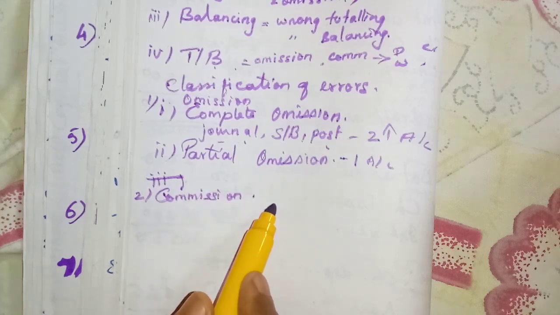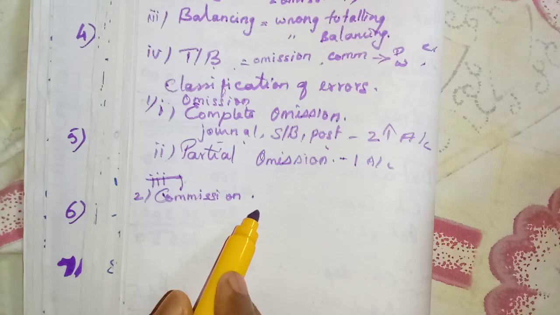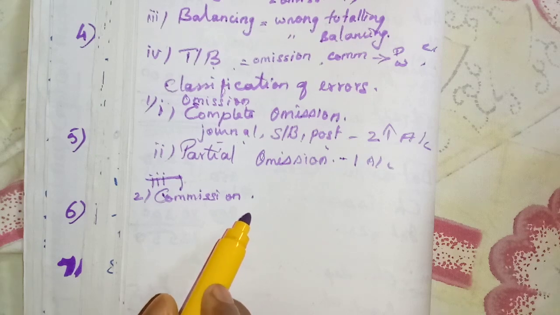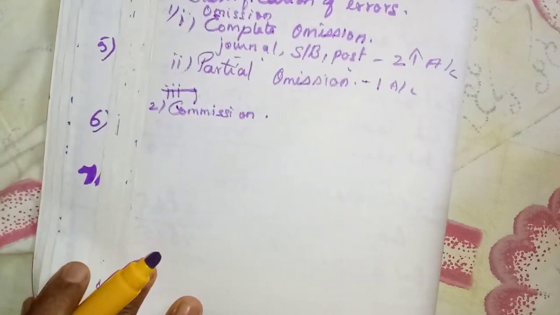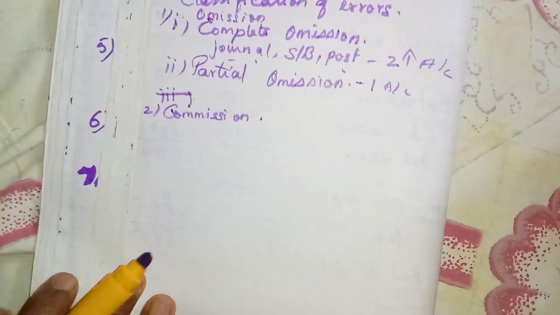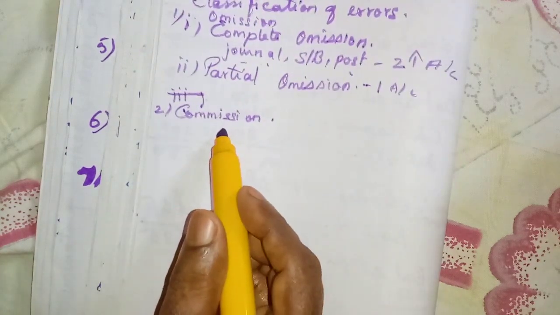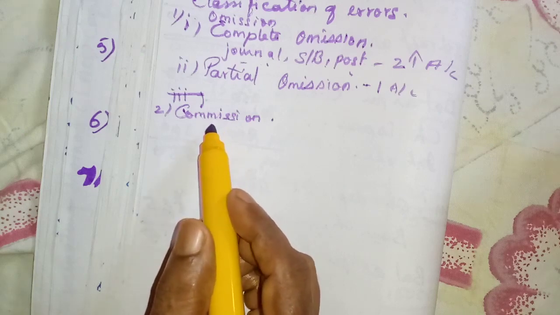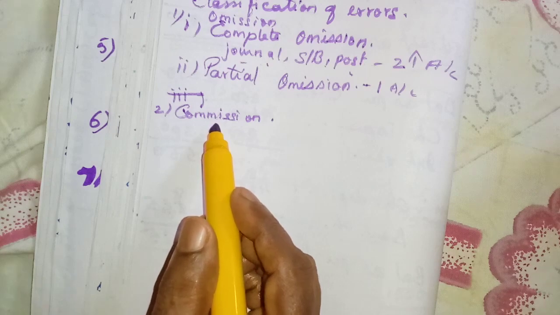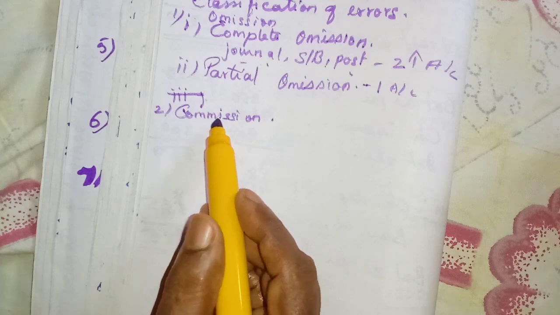Error of commission can be made in different ways. So what is error of commission? If a transaction is incorrectly recorded, wrongly in any way, either in the amount or in the account or on the wrong side at the time of posting, all these come under error of commission. Why does this error occur? Due to carelessness or lack of concentration.